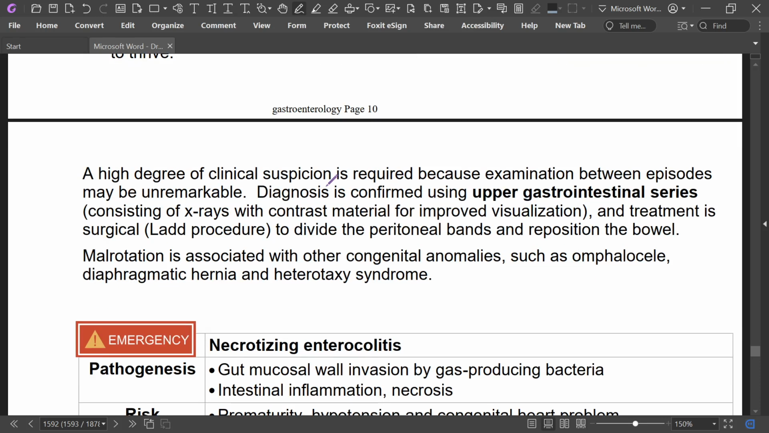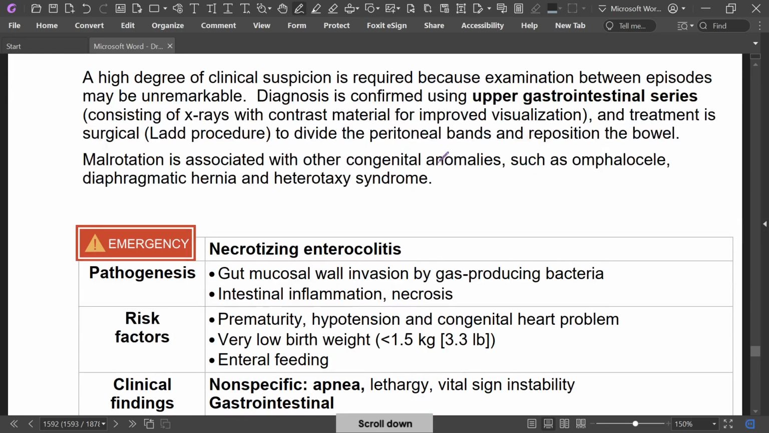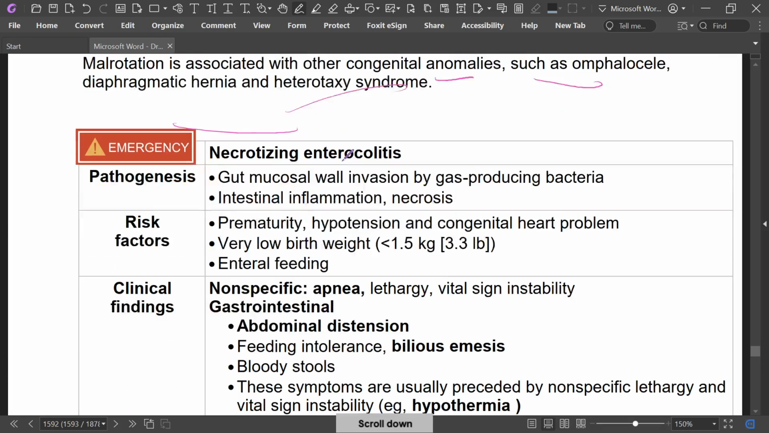A high degree of clinical suspicion is required because examination between episodes may be unremarkable. Diagnosis is confirmed using an upper GI series, and the treatment is surgical, dividing the peritoneal bands and repositioning the bowel. Malrotation is associated with other congenital anomalies such as omphalocele, diaphragmatic hernia, and heterotaxy syndrome.